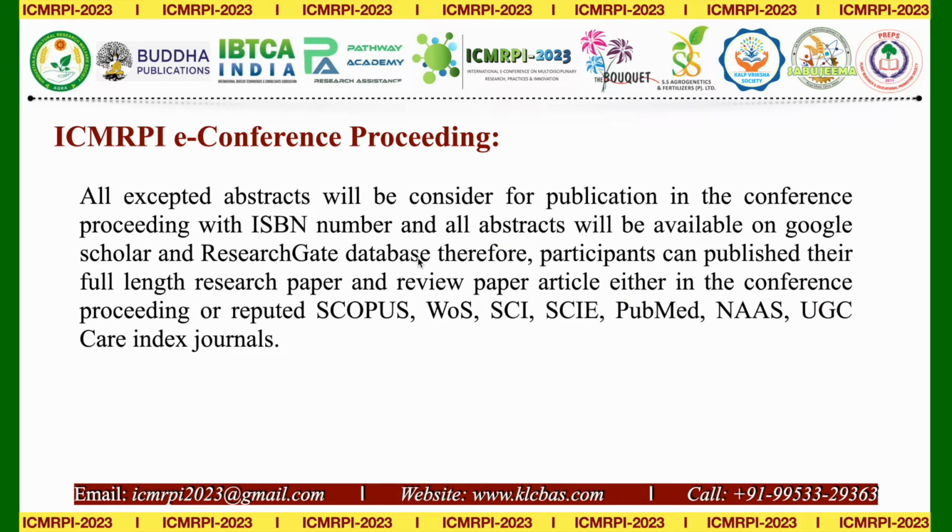So the ICMRPI conference proceeding: all accepted abstracts will be considered for publication in the conference proceeding with an ISBN number, and all abstracts will be available on the Google Scholar and ResearchGate databases. Therefore, participants can publish their full-length research papers and review articles either in the conference proceeding or in the reputed associated Scopus, Bioscience, SCI, SCIE, expanded, PubMed, NAS rating journals and UGC care listed journals as well, right.